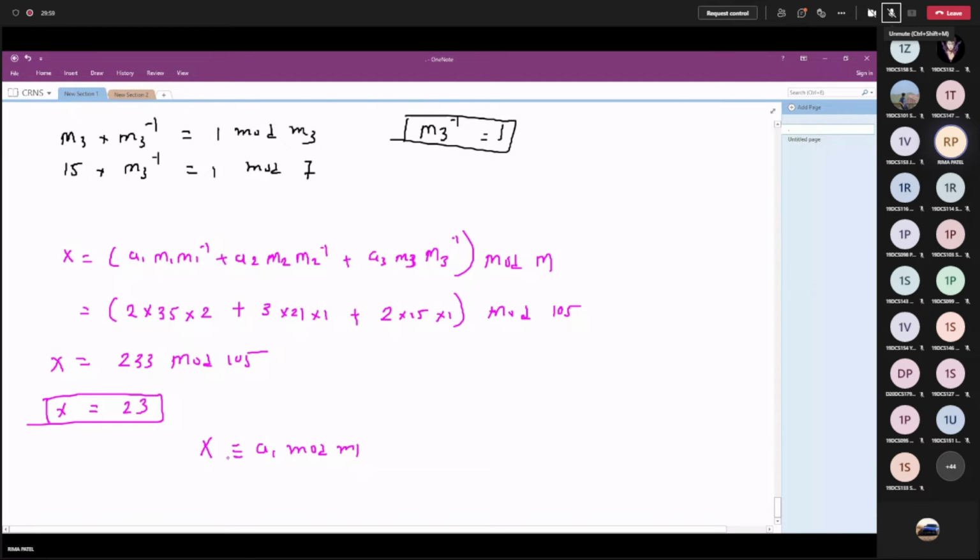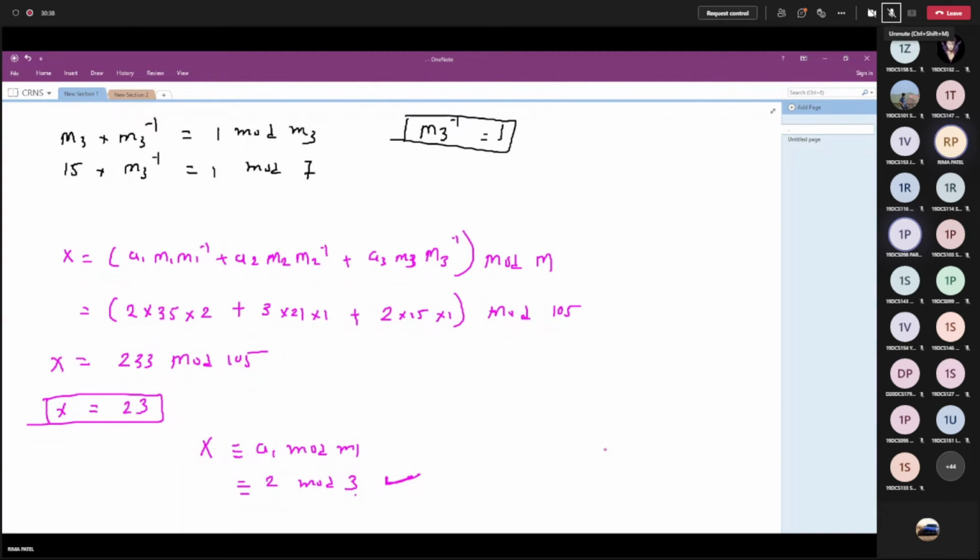Now we have the equation x congruent a1 mod m1. Put the value of x over here. We just need to check that if I divide by, let a1 be 2 and mod m1 is 3. If we put x as 23 and divide by 3, the remainder is 2. Yes, 3 into 7 is 21, so that is correct. Now do the same for A2 mod M2 and A3 mod M3. Just check it out. Ma'am, the steps we are currently doing are for verification, whether the answer is correct or not.